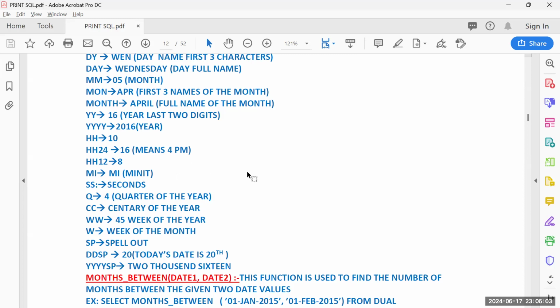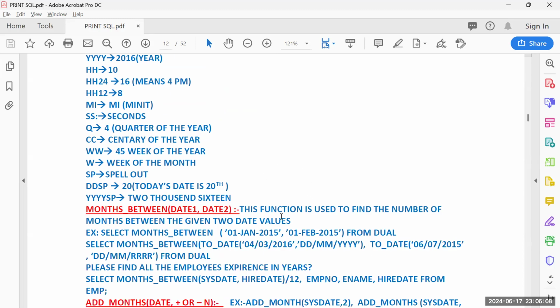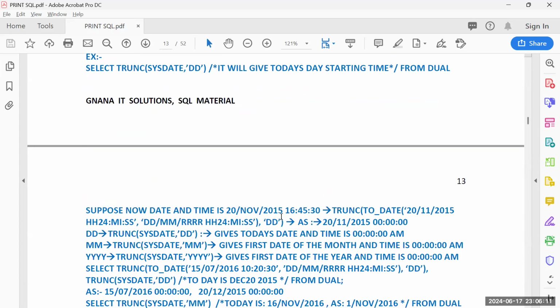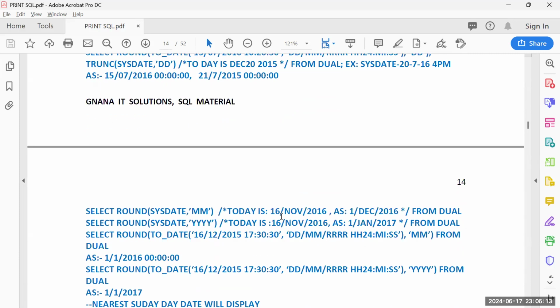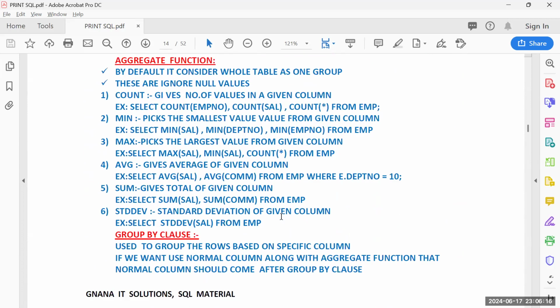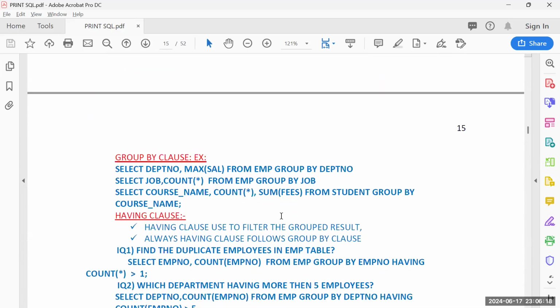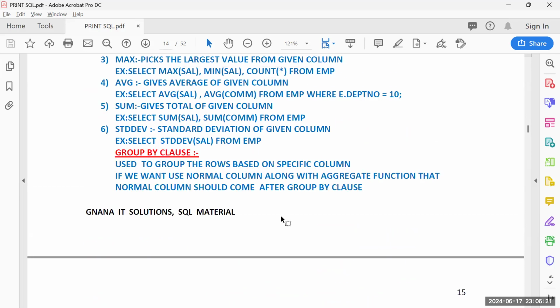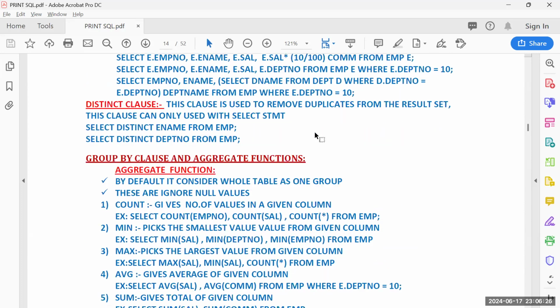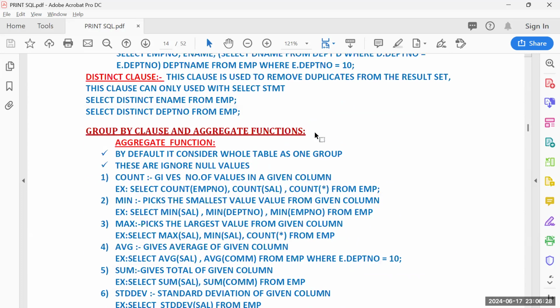So that's it, we will wind up the session. Tomorrow we will discuss the remaining functions. We have almost covered the date functions. What are the functions we covered? String functions, date functions, and arithmetic functions. All three are covered. The remaining ones are aggregate and analytical functions. We will discuss them tomorrow.